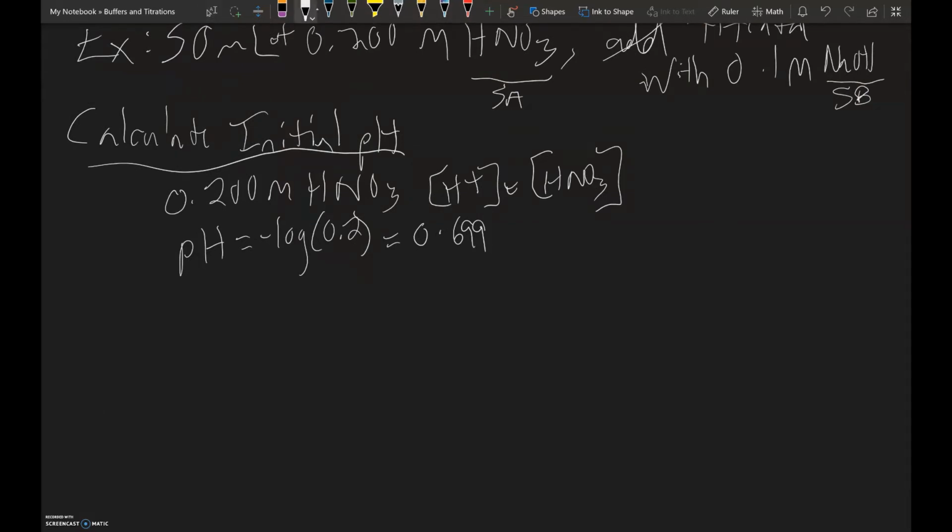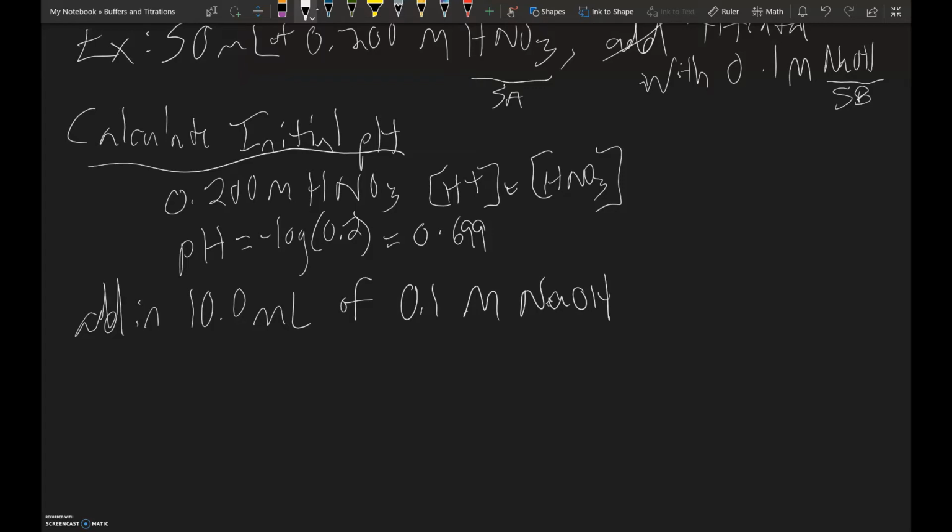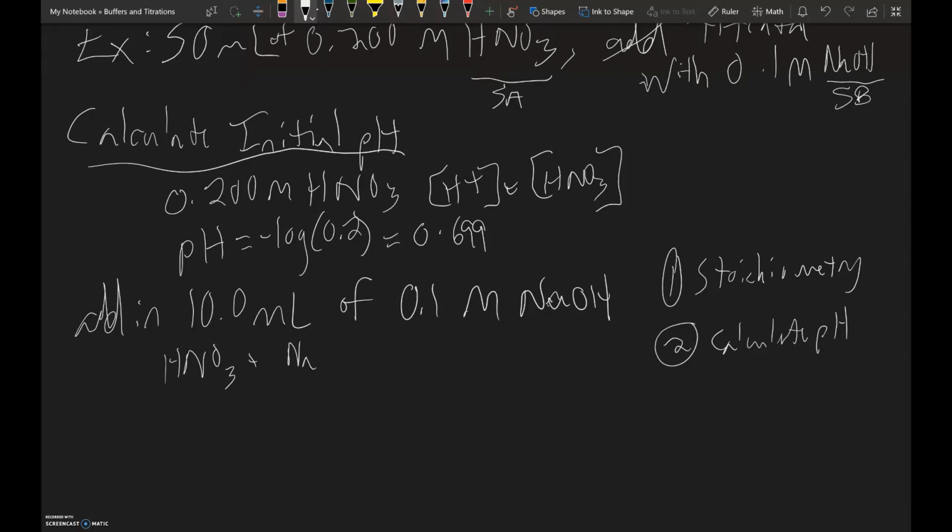Now what will happen if we add in 10 milliliters of 0.1 molar NaOH? So to do this problem here, there's a couple things we have to take into consideration. The first thing here is we need to look at the stoichiometry. We need to apply some stoichiometry. And the second thing is that we'll calculate pH after we determine what's left over from the solution. So in order to do the stoichiometry, we're going to write out the equation for nitric acid reacting with sodium hydroxide to form sodium nitrate and water.